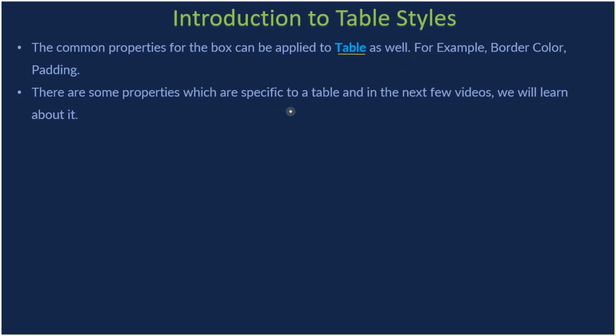There are some properties which are specific to a table, and in the next few videos we will learn about all those. The style can be applied to table elements like TD, TR and TH. We know that TD is table data, TR stands for table row, and TH stands for table heading. The style can be applied to all of these, as well as to the table itself.